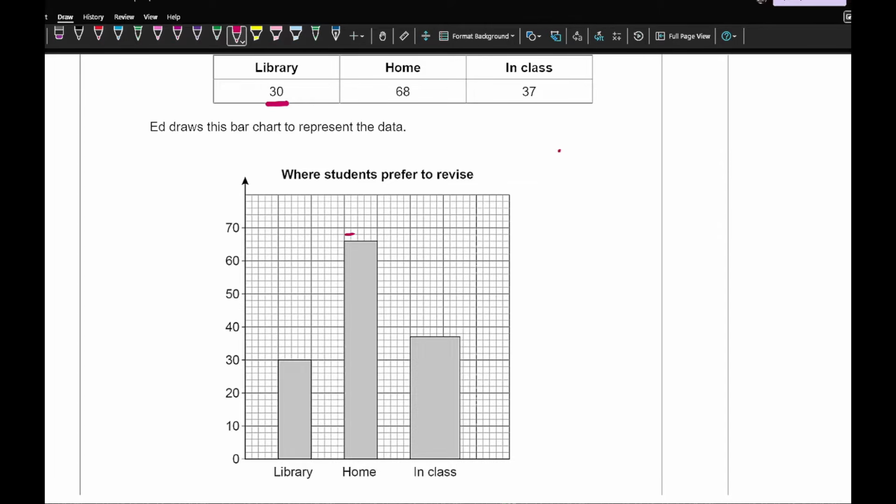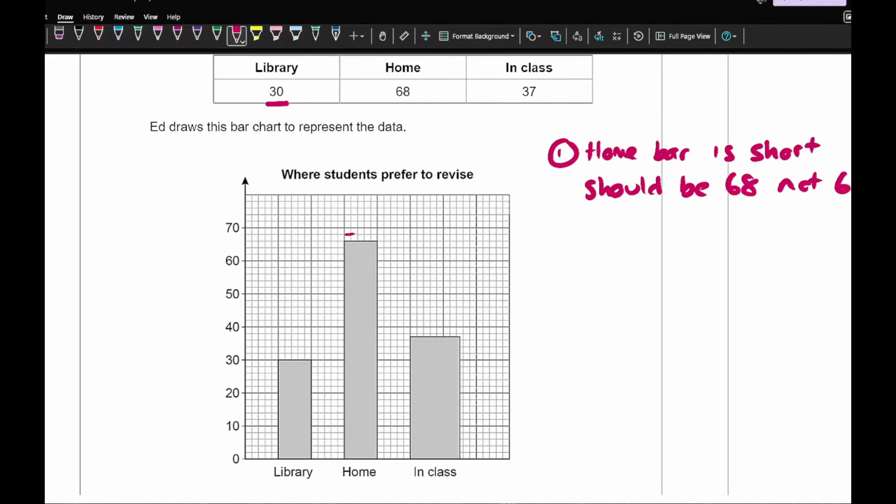So the first mistake that I can spot is that the home bar is short. You could say it should be 68, not 66. And 37, yeah, I would say for the class it is correct.